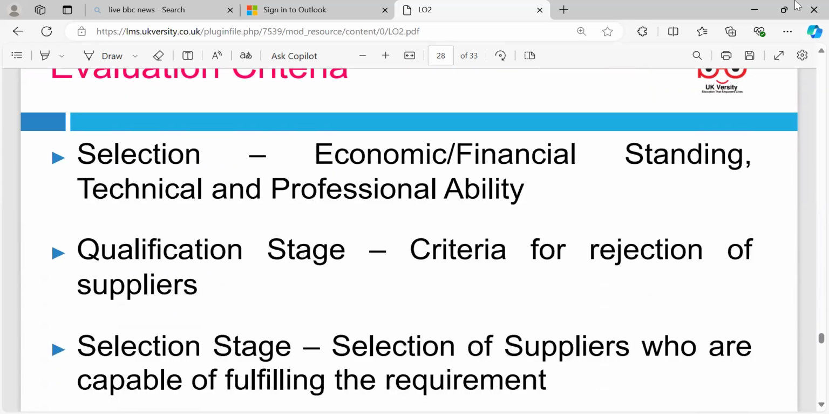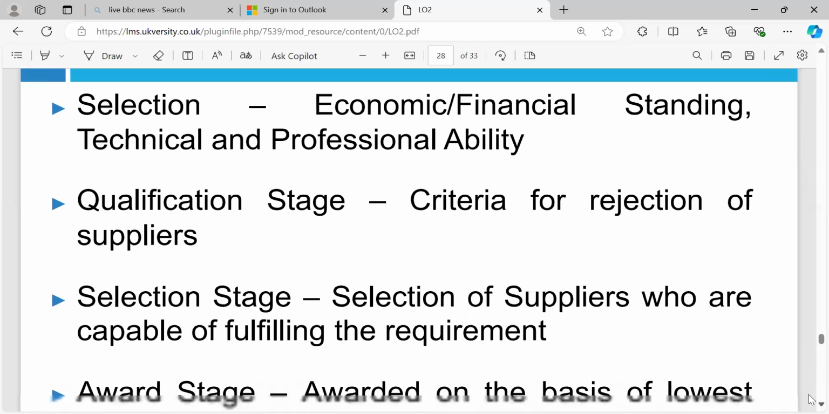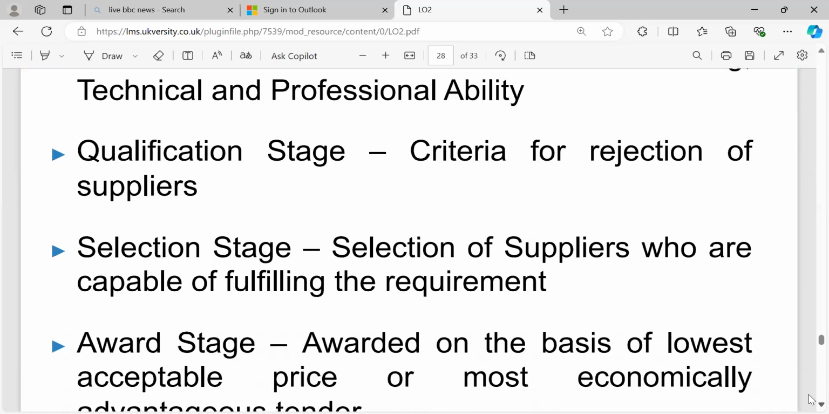Next, we're looking at the evaluation criteria: the selection of the economic and financial standing, and the technical and professional availability. If you're buying the thing but you don't have installation people to install it, then what's the point of buying it first? At the qualification stage you have to do a full feasibility study first. These are the criteria for the rejection of suppliers. What basis are we looking at? Financial statements, how many other companies they have as references, and in how many countries they are supplying the goods.